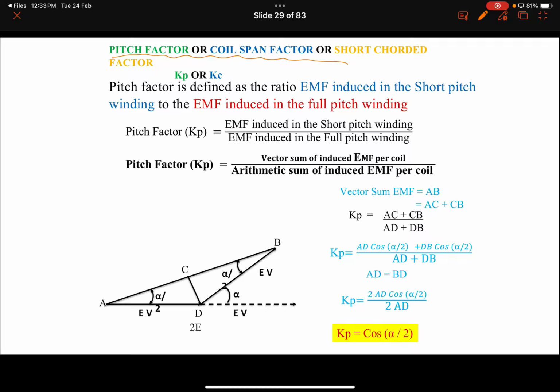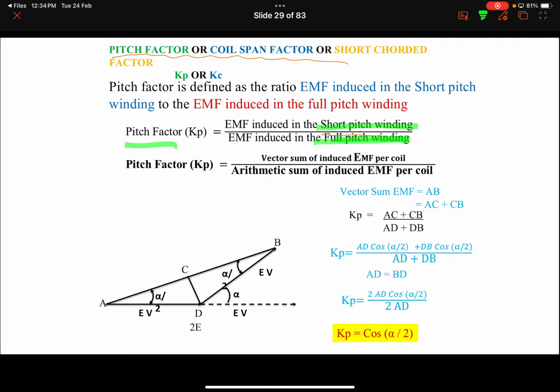If you have two sections, A section and B section, you will ask which subject faculty is better. Similarly here, I am trying to compare the voltage generated in the two cases. The voltage generated in the short pitch winding divided by the voltage generated in the full pitch winding will give us the pitch factor. We just now discussed that.